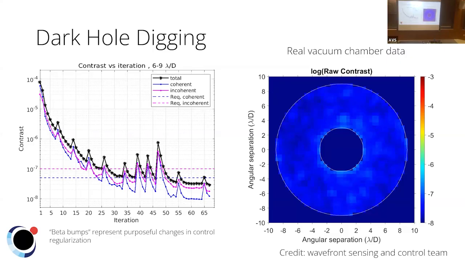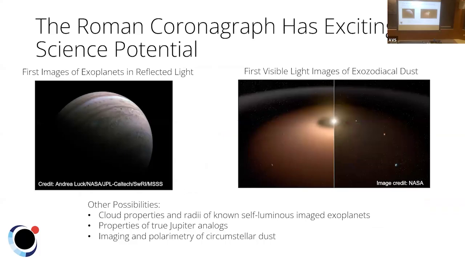If we're successful at this, it has some exciting science potential. It will potentially, I'll say potentially because we're not sure of the performance, allow us to get the first images of exoplanets in reflected starlight. And it will potentially allow us to get the first visible light images of exozodiacal dust, the dust that exists around Earth and in the solar system. There are also other science cases, such as measuring the properties of Jupiter analogs, measuring the cloud properties of currently known self-luminous exoplanets, and measuring the properties of circumstellar dust as well.